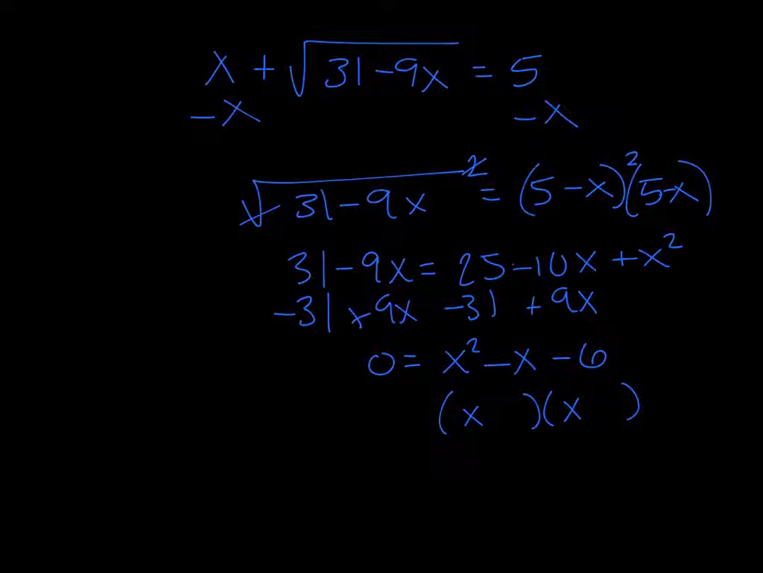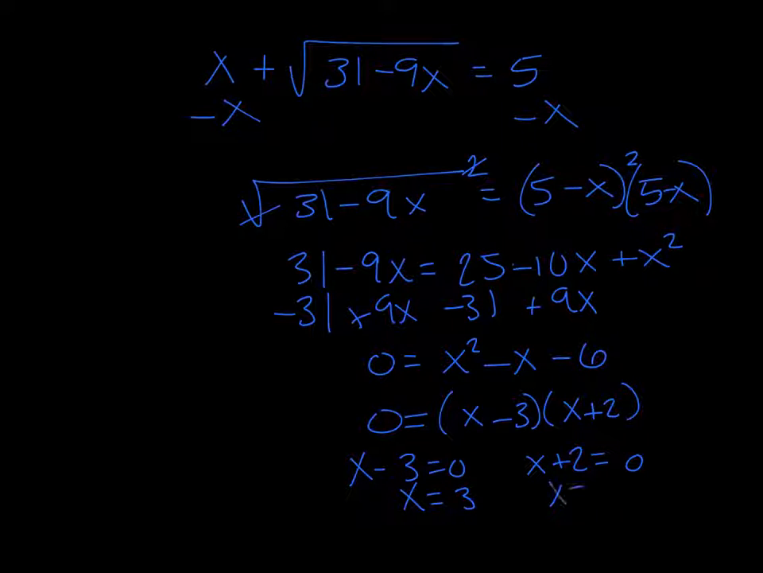Then you box that out, see what you get. So let's see, 3 and 2, negative 3, positive 2. Set those equal to 0. So we get x equals 3 and x equals negative 2. These are the types of problems that you have to check to make sure that they still work. It's possible both of them work, but it's also possible neither of them work, or just one of them.